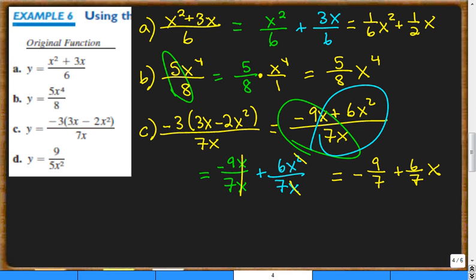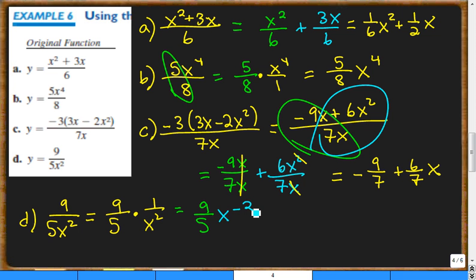Now we can do the product rule to this problem. And then lastly, we've got D, which is 9 over 5x squared. We could call this the same as 9 over 5 times 1 over x squared, which is the same thing as 9/5 times x to the negative 2. So this answer is not a derivative yet, but it's just a different way to write it so that we can find a derivative without having to go through the hassle of the quotient rule.